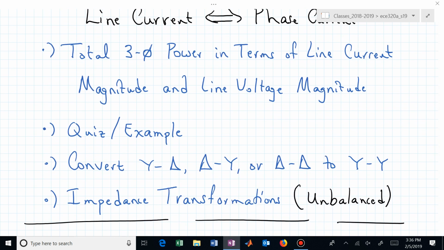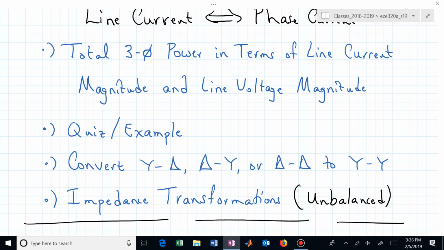Can't go a lecture without a quiz, so we'll have a quiz or an example, and we'll talk then about how we could actually change loads. If we had a delta connected load, how do we convert that into a Y connected load? And we'll do that by looking at impedances when they're unbalanced. And we can immediately create a relationship between the Y configuration and the delta configuration of our loads if we go to the unbalanced transformation and say, oh, suppose all of these impedances are equal.